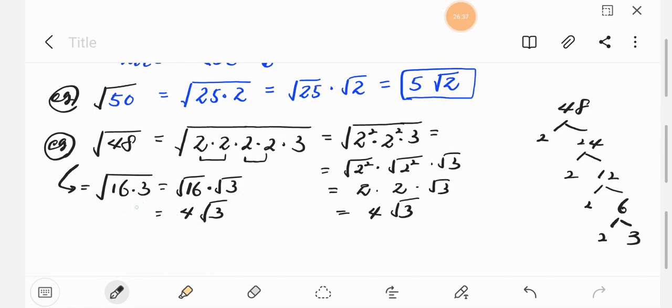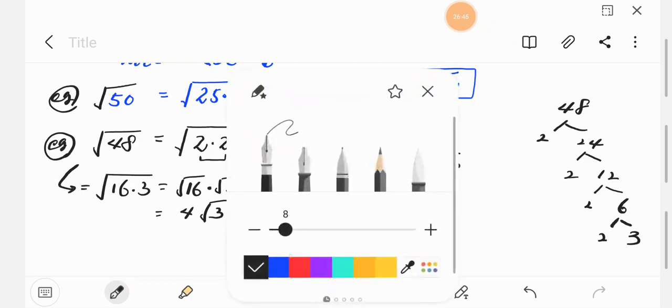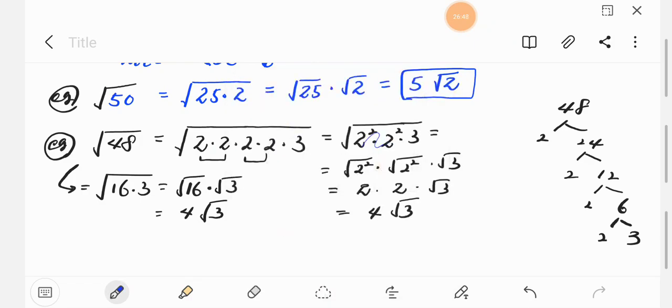If you cannot see this product, then do the prime factorization. So this one has a square, right? So you can take this 2 out, 2 out, and 3 remains inside the square root.